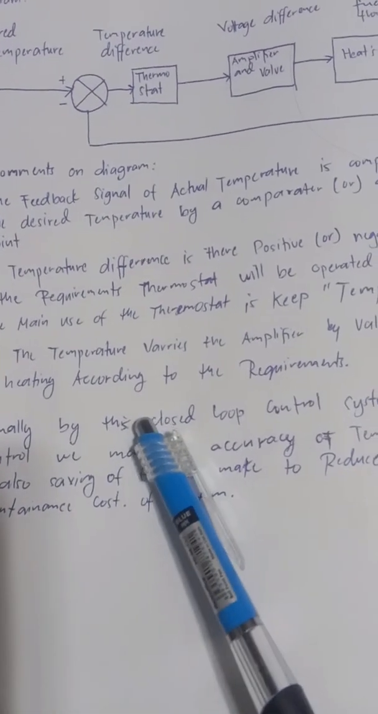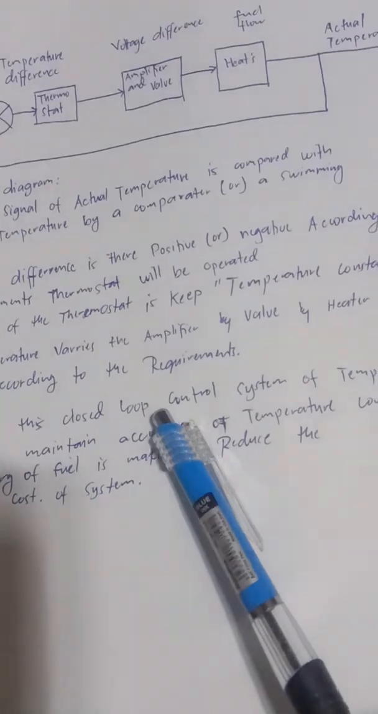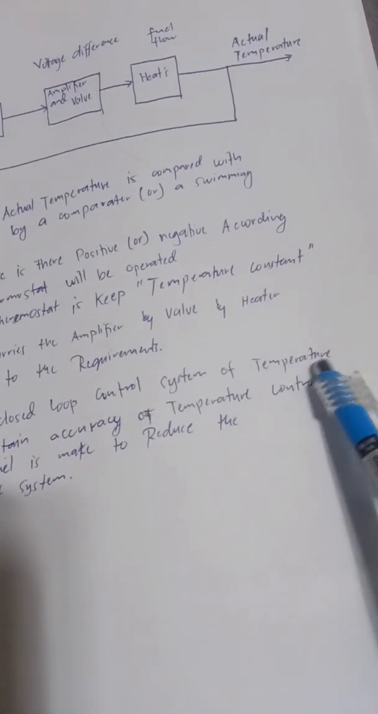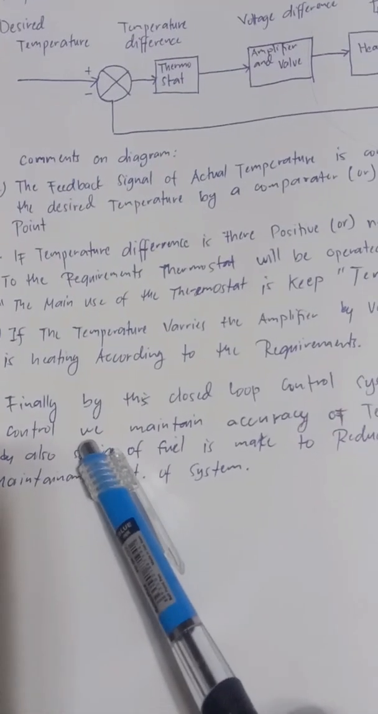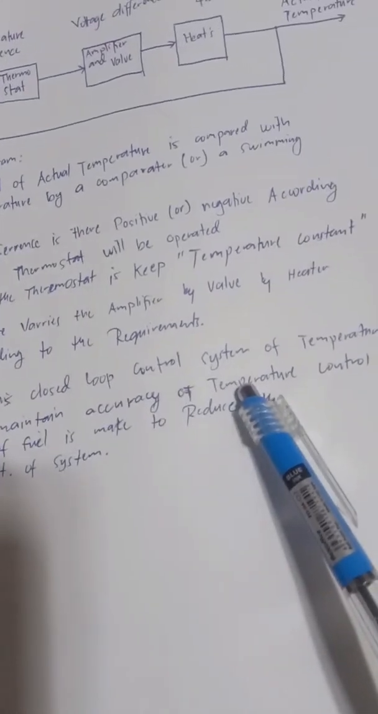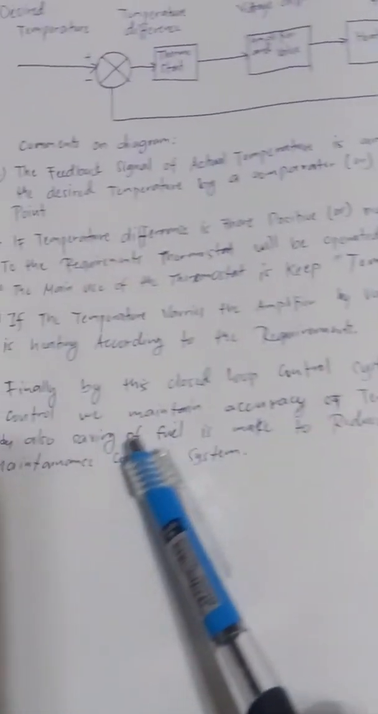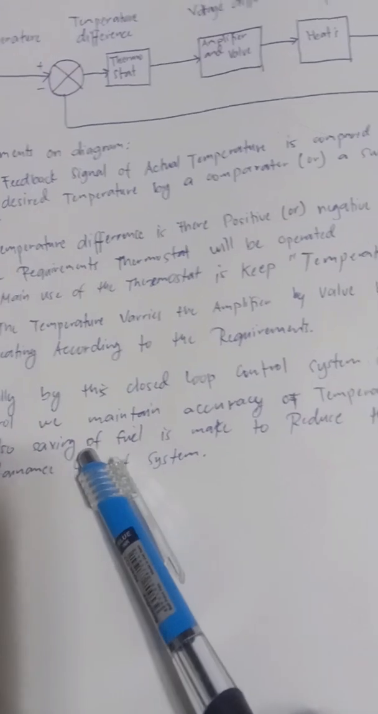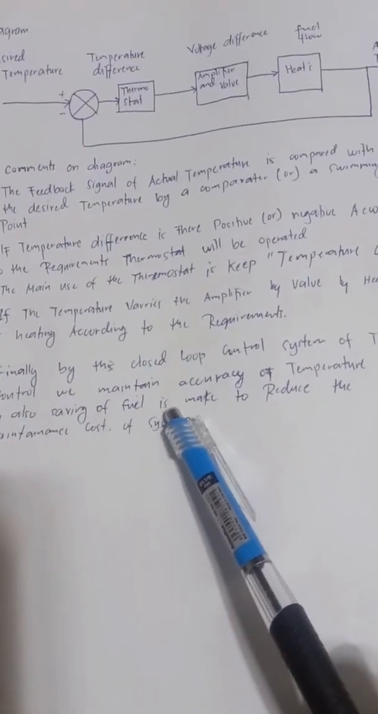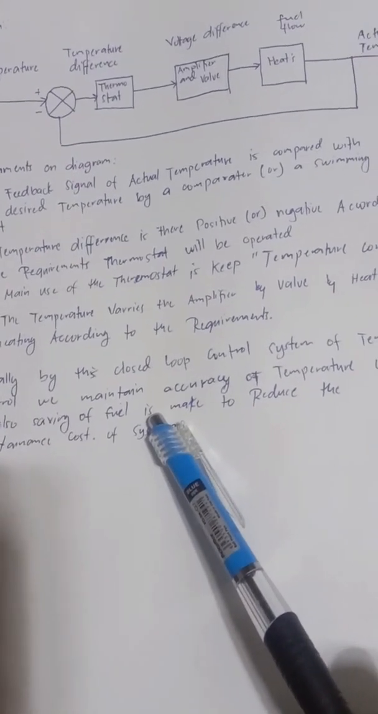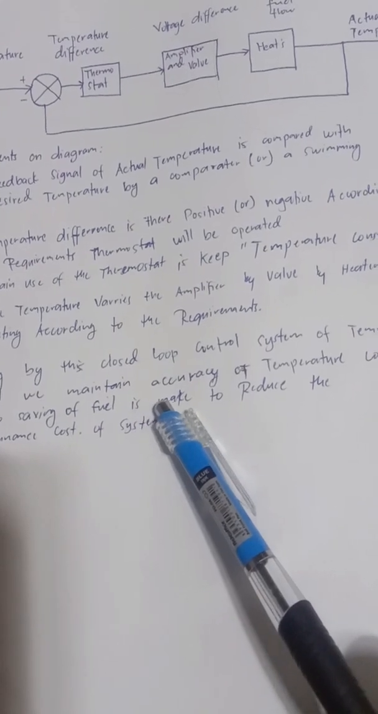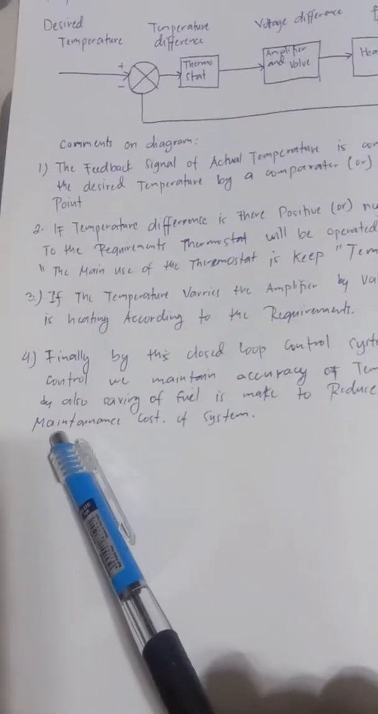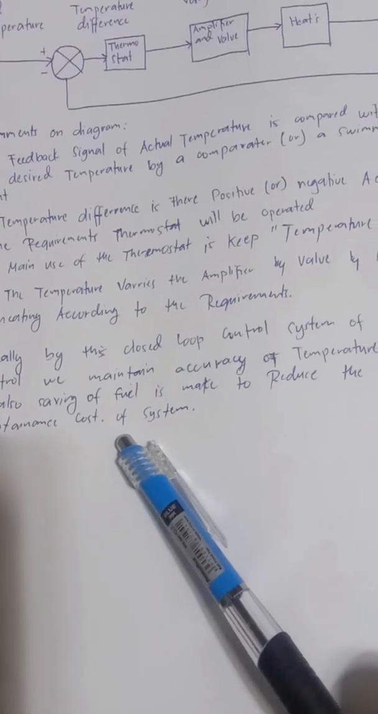Finally, by this closed loop control system of temperature control, we maintain accuracy of temperature control, also saving fuel, and saving fuel reduces the maintenance cost of the system.